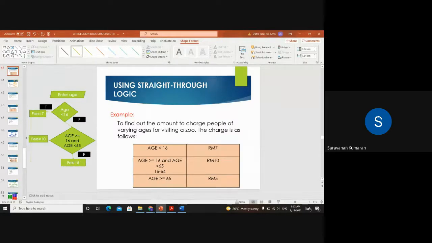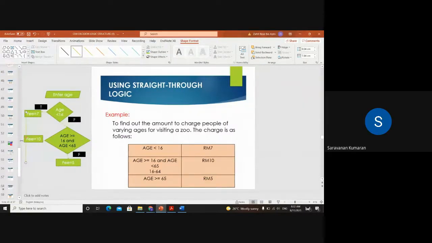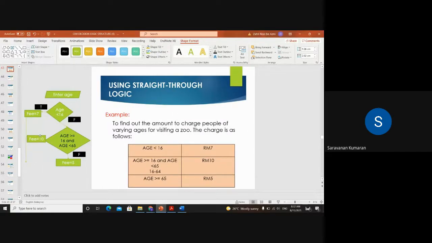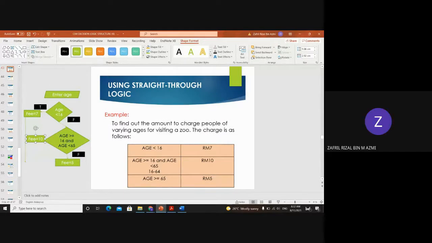Sir, for the second decision, can we put just age lower than 65? This one also can. If you put age less than 65, also correct. Either you put it like this, showing the in between, or you put age less than 65, also correct.